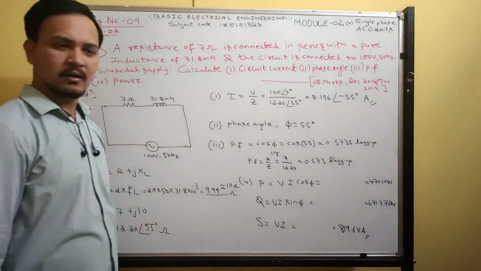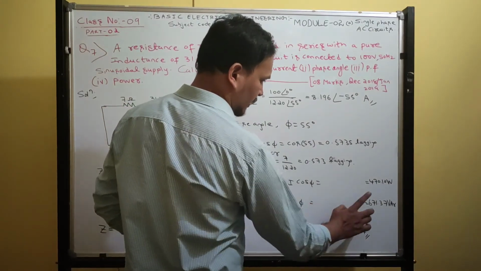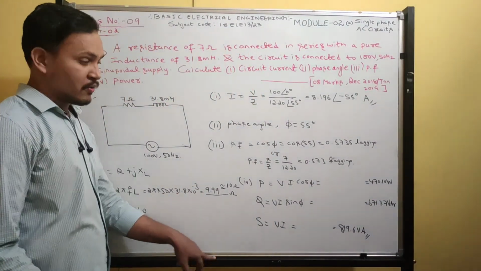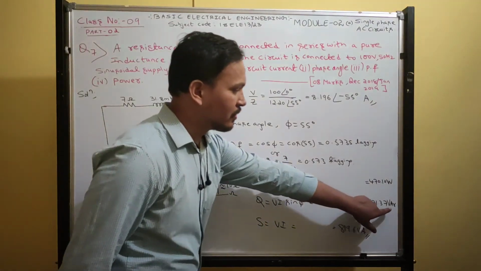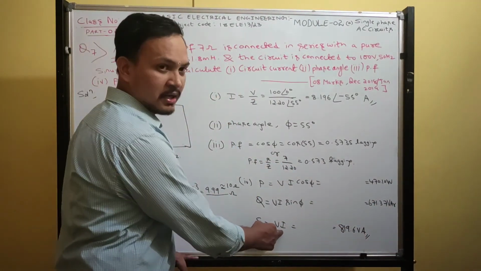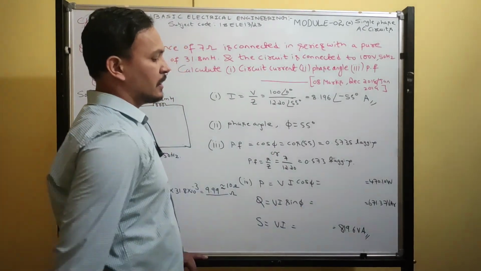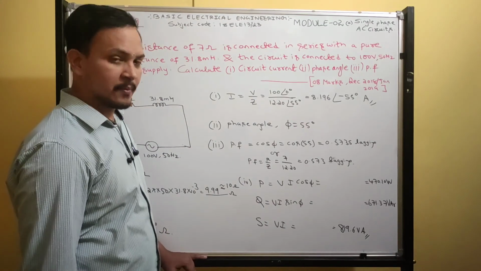You just check it. Then Q is equal to VI sin phi. Enter the values. You will get 671.37. What is the unit of reactive power? Volt ampere reactive. Next, what is the apparent power? Voltage into current. RMS voltage into RMS current. So enter the value, you will get 819.6 volt ampere.